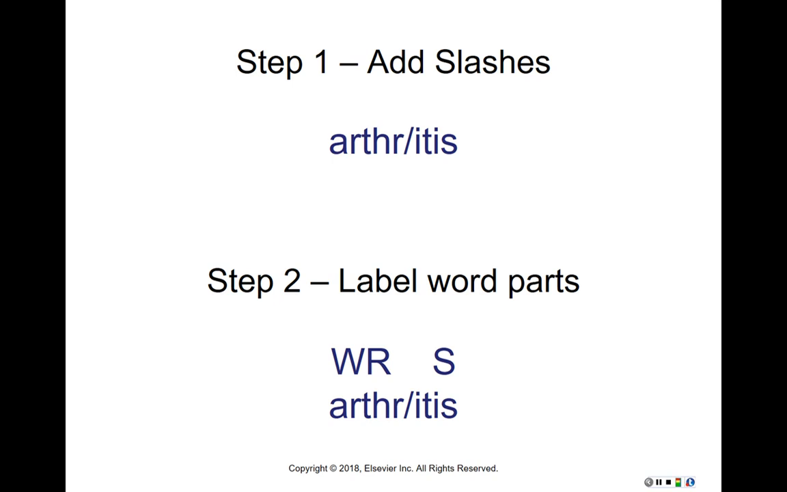So hopefully you have this correct. If you added the slashes, you should have added it after the R, before the I. Okay, and again, we know this based on the word part list in your textbook. And then again, based on that word part list, we know that arthr is a word root and itis is a suffix. There's no combining vowel at all.